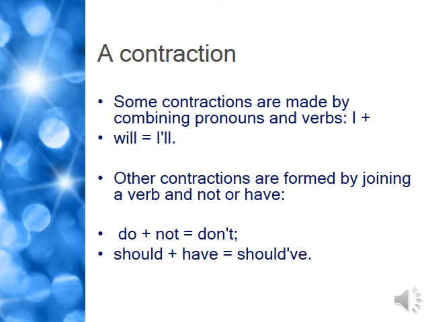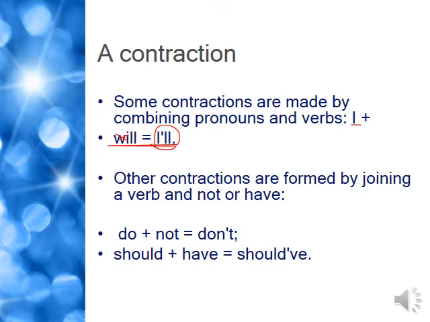Some contractions are made by combining pronouns and verbs, like I plus will, gonna be I'll. So what are the words? What are the letters that we have omitted or deleted? W and I, and then we replace these two letters with the apostrophe.